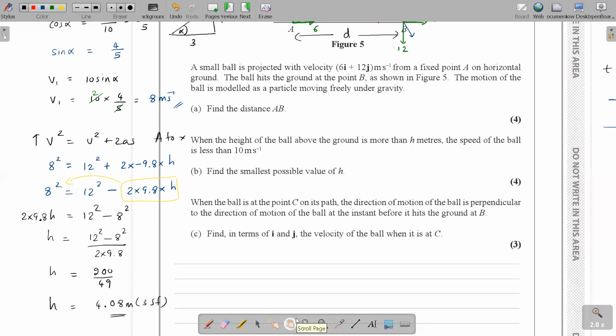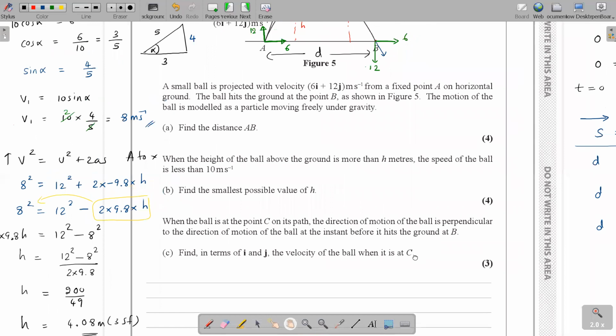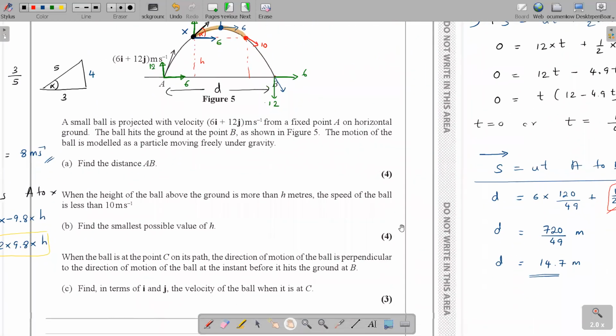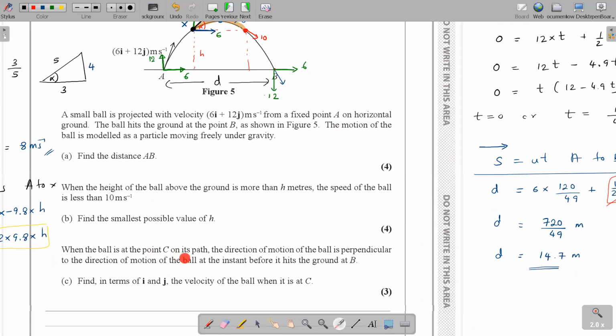So let's move on to part C. These questions are quite a little bit challenging when we move on to part C. They say here, when the ball is at the point C on its path, the direction of motion of the ball is perpendicular to the direction of the motion of the ball at the instant before it hits the ground at B.